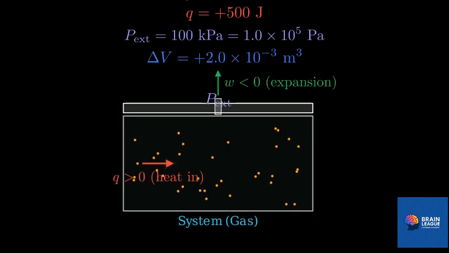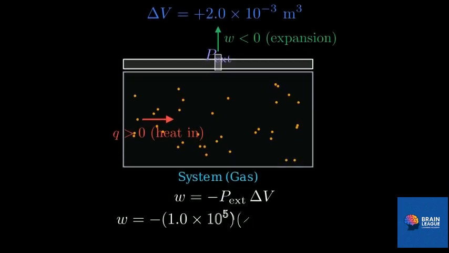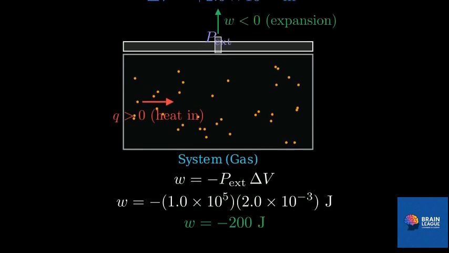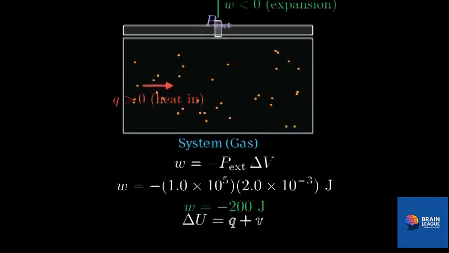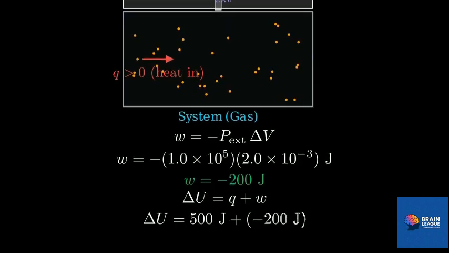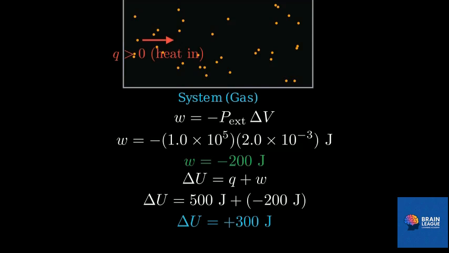Compute the work. W equals minus P times delta V equals minus 100,000 pascal times 0.002 cubic meters equals minus 200 joules. And then delta U equals Q plus W equals 500 plus negative 200 equals plus 300 joules. Positive change in internal energy.